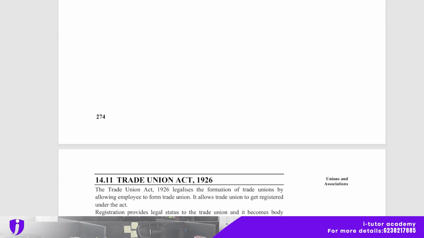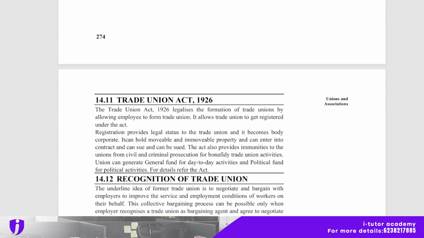Okay, and the next is the Trade Union Act 1926. The Trade Union Act 1926 legalized the formation of trade unions by allowing employees to form a trade union. It allows a trade union to get registered under the Act. Registration provides legal status to the trade union and it becomes a body corporate, and it can hold movable and immovable property, can enter into contract, and can sue and be sued.